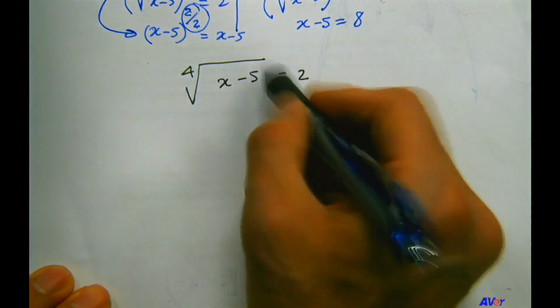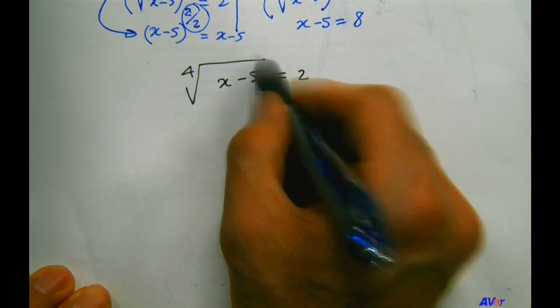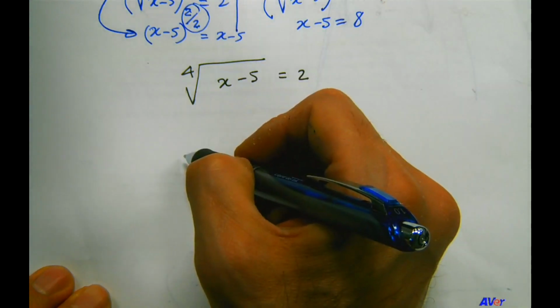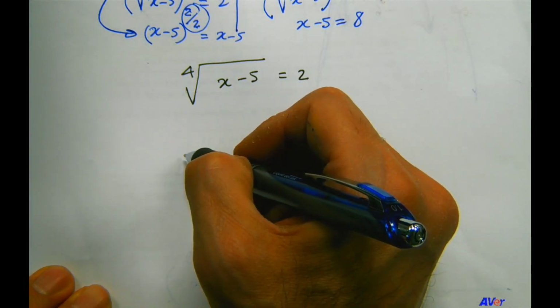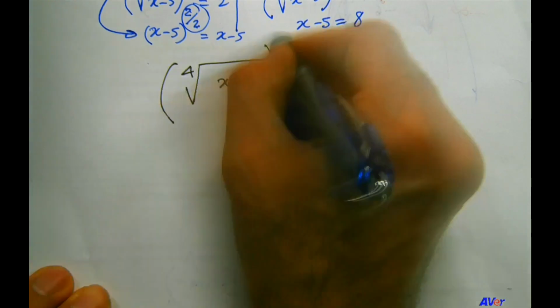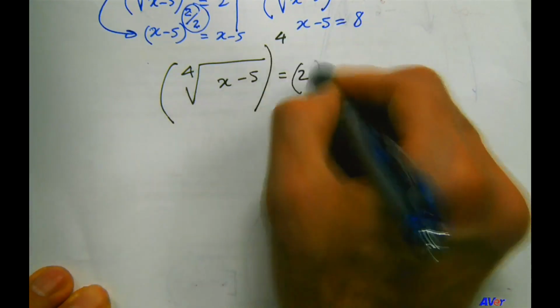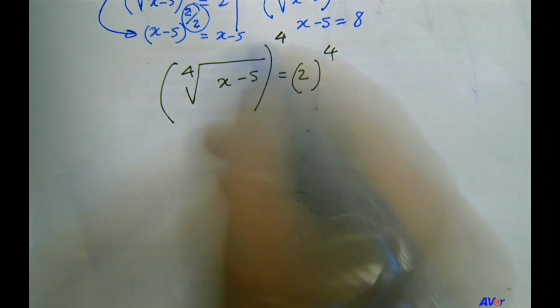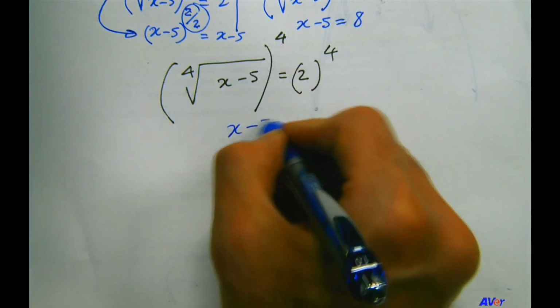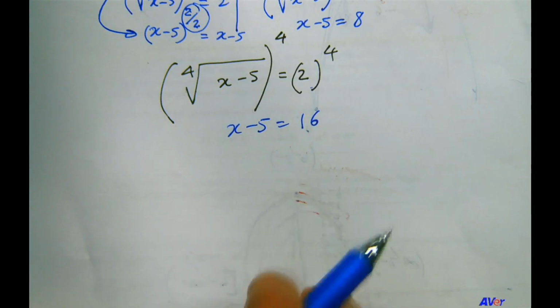What would be the appropriate power to raise both sides to in order to get rid of the radical expression? Well, it would be to the fourth power, right? So we'd say this side to the fourth power, this should be equal to that to get rid of it, and this side to the fourth power. On the left, we would have x minus 5. On the right, we would have 16. Do you see how that works?